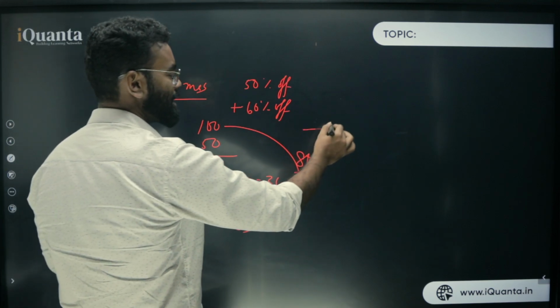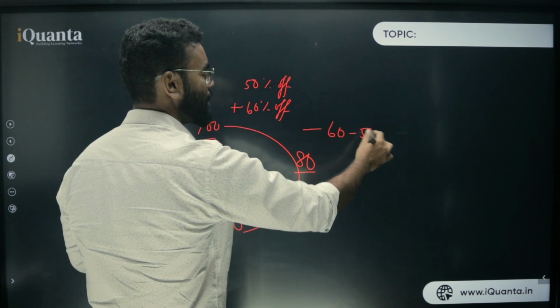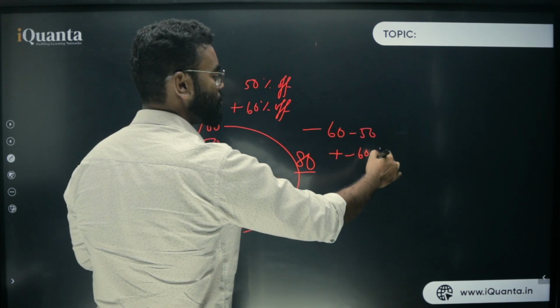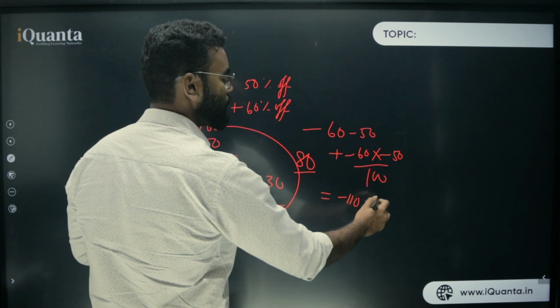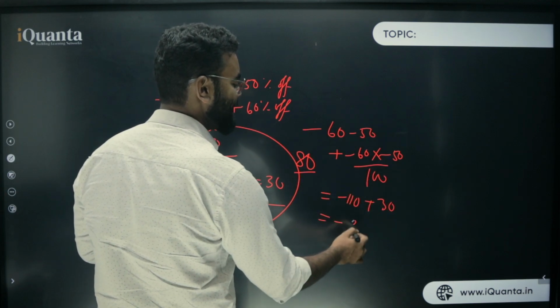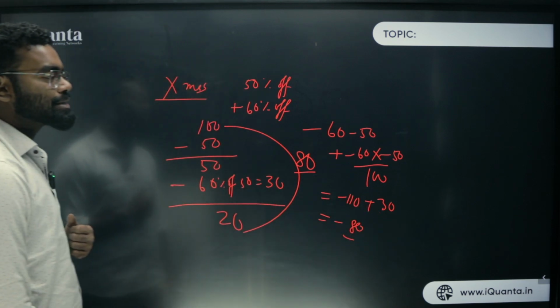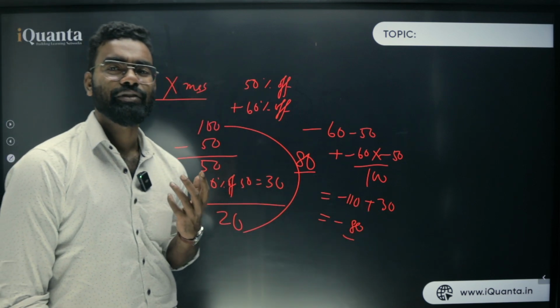By successive discount formula we can also solve this question: minus 60 minus 50 plus (minus 60 into minus 50) upon 100, which is minus 110 plus 30, so your answer is minus 80. It is nothing but an 80% discount. So this is known as successive discount.